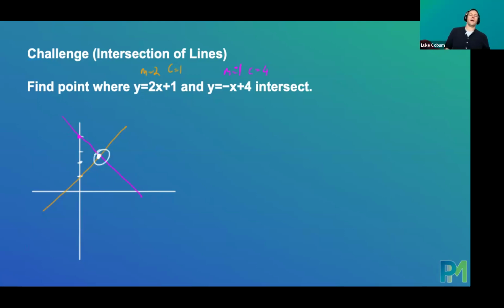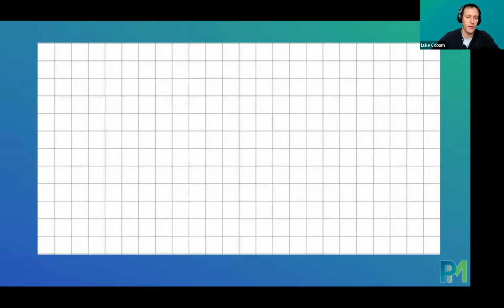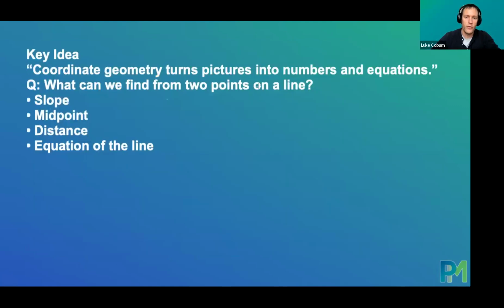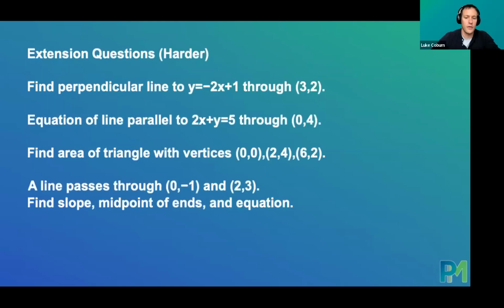Okay, now this question really gets across the reason why we do coordinate geometry, right? So why are we doing coordinate geometry? Where was it? It was somewhere here. What we're doing with coordinate geometry is we're basically turning pictures into numbers with equations and stuff, right?